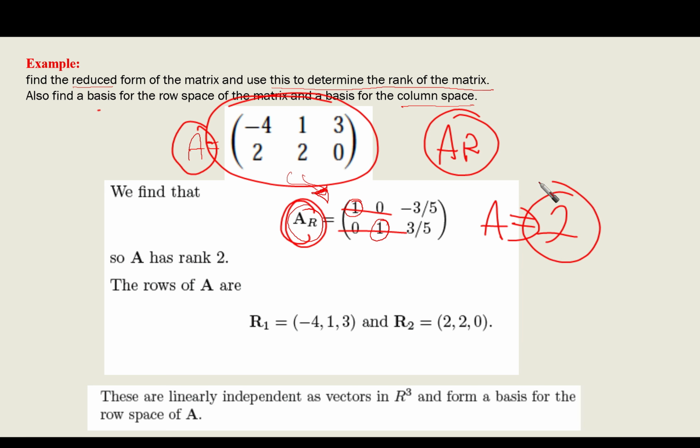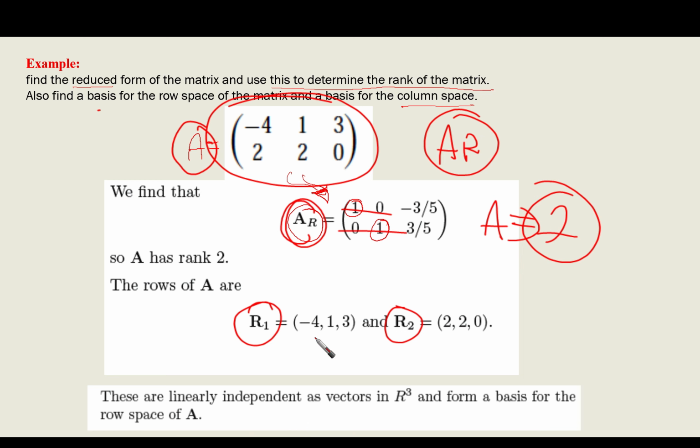What is the meaning of this? That the rows are independent from one another because we have 2. This means that we have 2 independent rows. The rows of A are R1 and R2, the first row and the second row. These are linearly independent as vectors in R3 and form a basis for the row space of A.